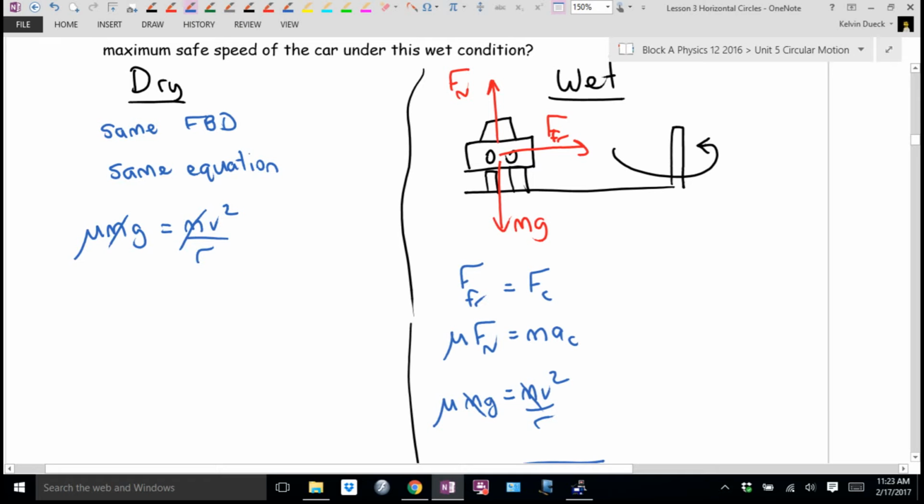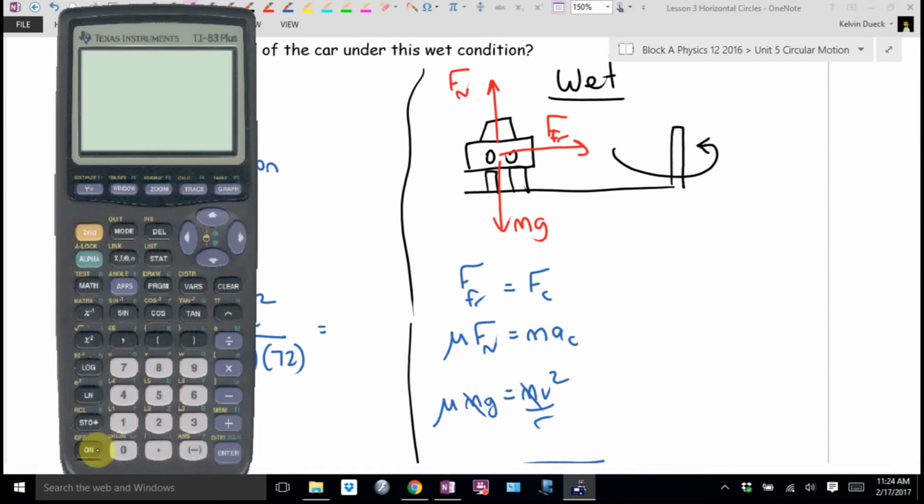But what do I want to find? I want to get the mu by itself. So it's going to be v squared over g r. How fast can I go when it's dry? They gave me the speed. How fast is it? 32, squared, divided by 9.8 times, was the radius 72? So 32 squared divided by the bracket 9.8 times 72.